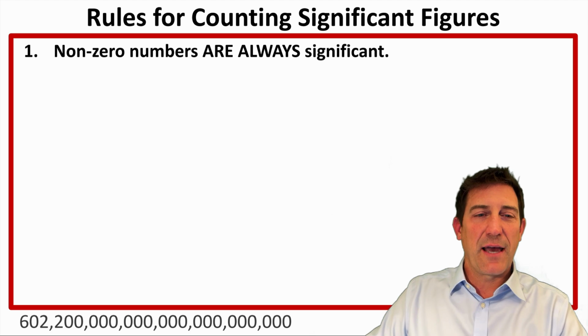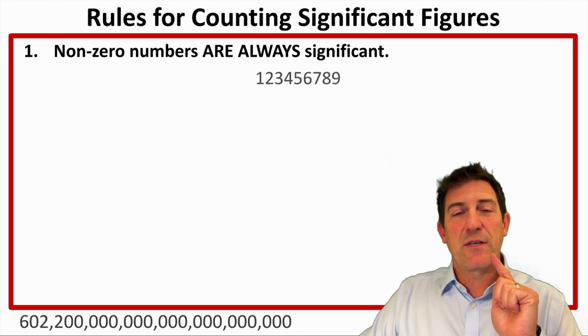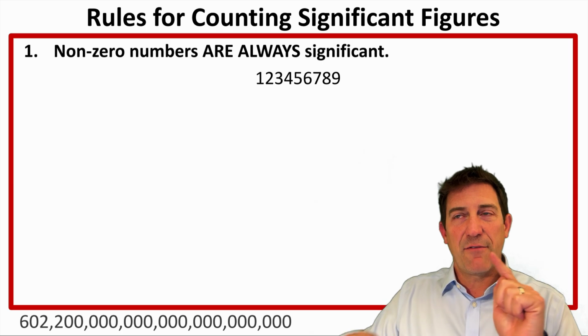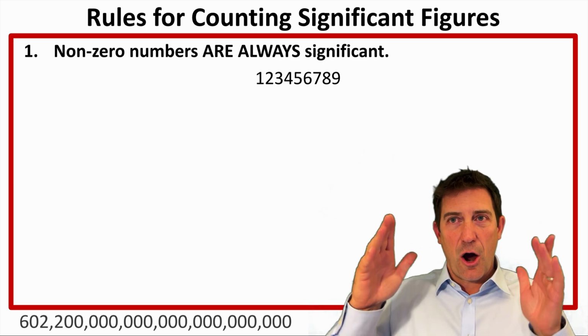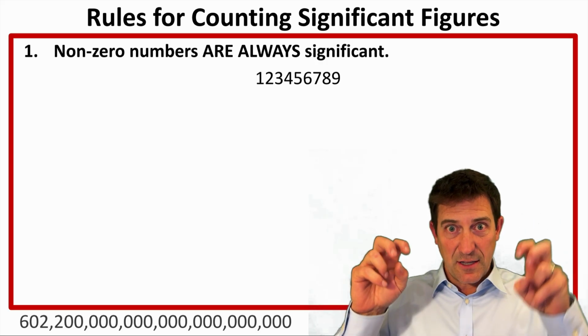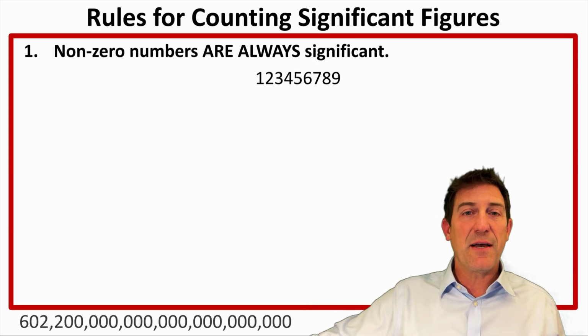Here are the rules for counting, okay? Number 1, non-zero numbers are always significant. So that means if I'm trying to count how many digits in a number are significant digits, this thing we're learning about, then if I see anything that isn't a 0, well, that makes it pretty easy.